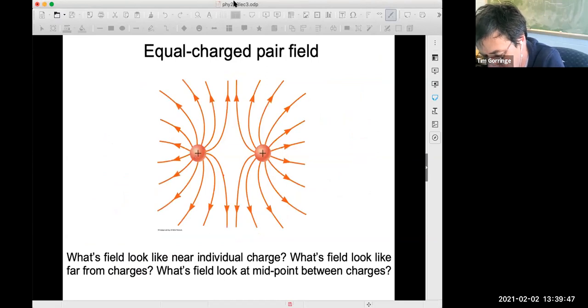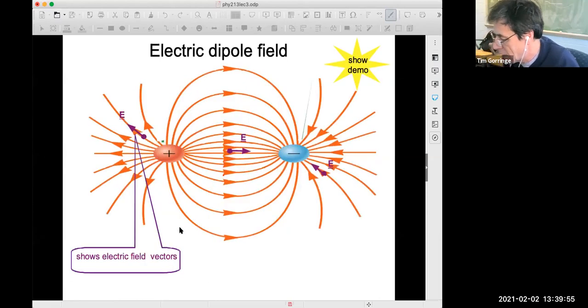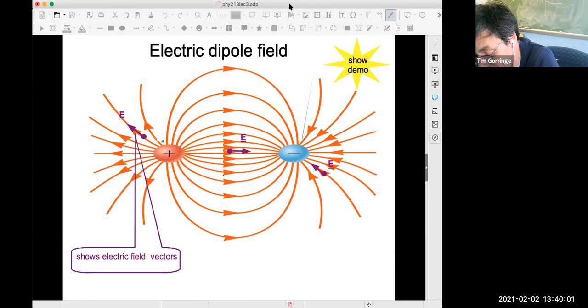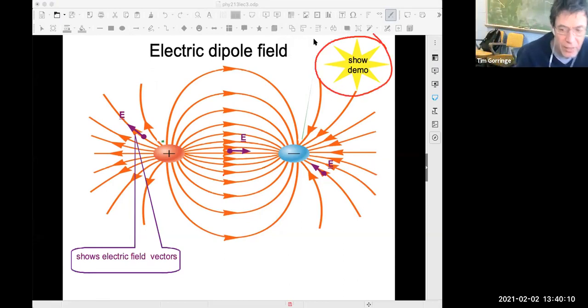Okay, I wanted to show you, let's go back to that last slide. This is the dipole again. I wanted to just show you a demonstration of the electric dipole field. So let's take a look at that. And I'm going to share a different screen here.